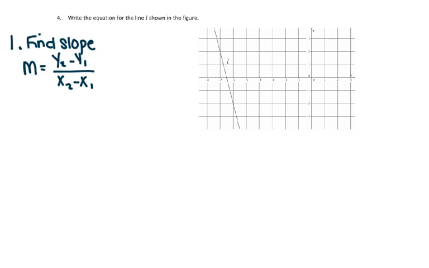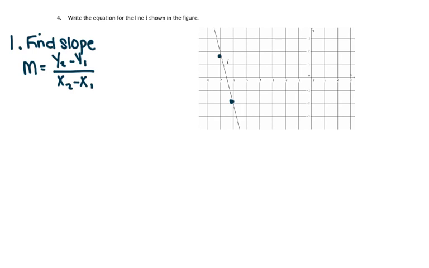So for this problem, we need to find the slope first. So I'm going to write number one, find slope. So that's the first thing that we are going to do from this graph. And remember that we find the slope using the equation m, which is slope, equals y2 minus y1 over x2 minus x1. And remember that requires us to have 2 points on the line that we're trying to find the slope of. So right away, I'm gonna use this point right here and this point right here for the points that I'm going to use on the line.